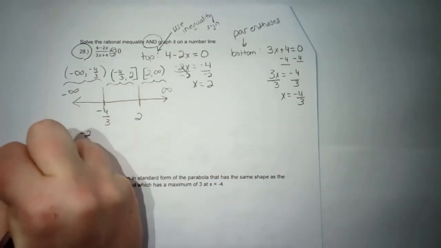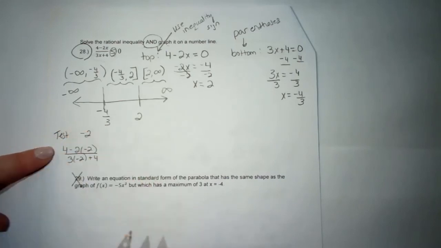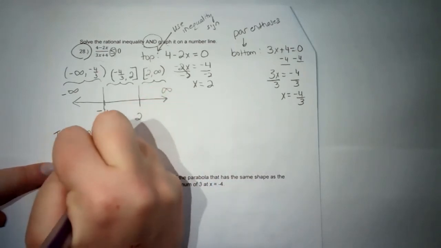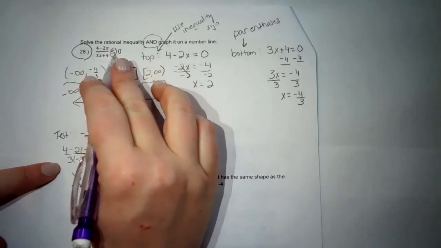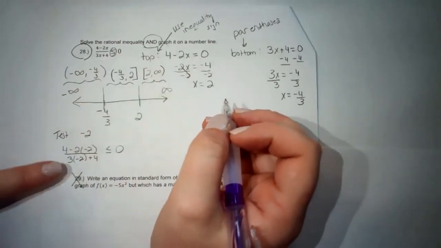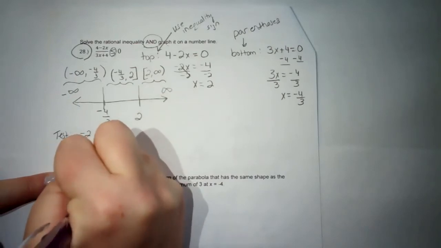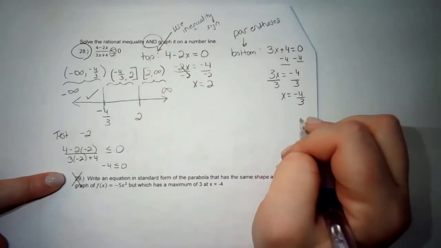Okay, now I'm going to test it, which means I'm going to plug it into my inequality. And you plug it into both? Yep, you plug it into top and bottom, anywhere you see an x. There we go. And remember, we want this to be less than or equal to 0 because that was the original inequality. So when I work all this out, I ended up with a -4. And that is less than or equal to 0. So I'm going to use that interval.